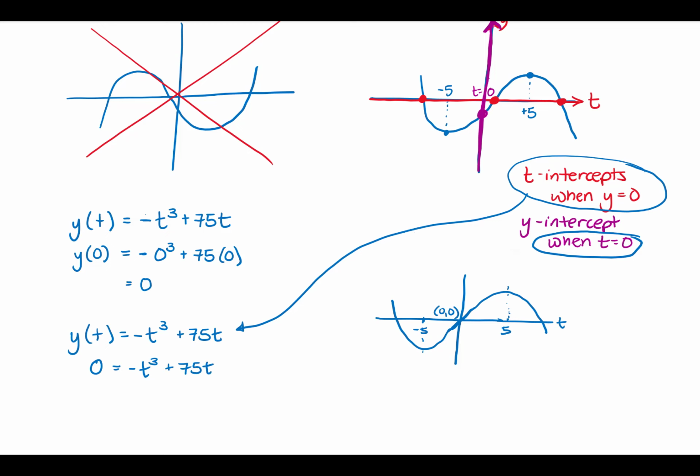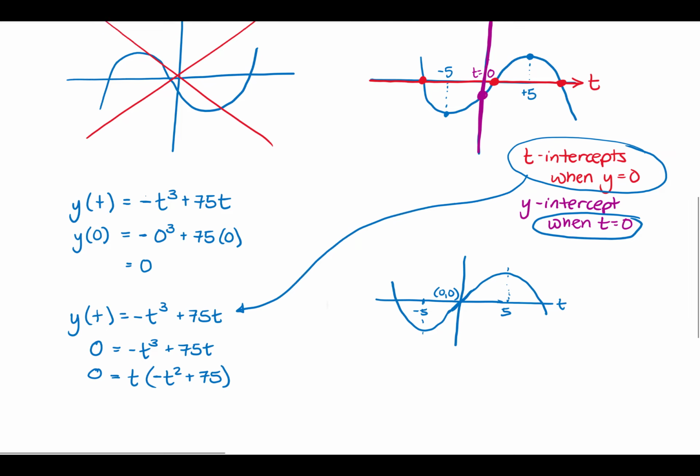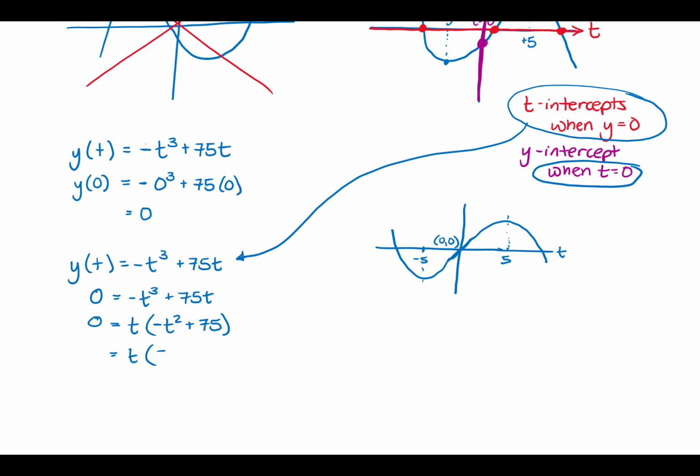So now the only way to solve this is through a little bit of factorization. So I'm going to factor out t. So I get t times -t² plus 75. I can rewrite this as t times 75 minus t². And what I know is when either one of these factors is equal to 0, then I would get y is equal to 0. I need to multiply it by 0 in order to have the result be 0. So I have the solutions t is equal to 0 as one possible solution, and the other one is 75 minus t² is equal to 0.